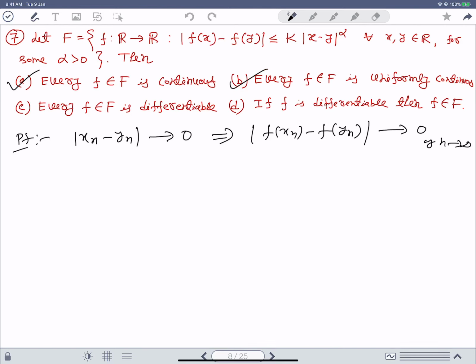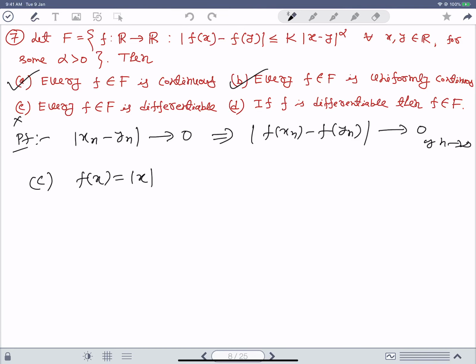Now, you have to give a counterexample for C and D. Can you give a counterexample for C and D? First of all, it says every f. Mod x, okay, fine. Now, for C, you have a counterexample mod x, right? Mod x is not differentiable at 0, but it satisfies this condition for alpha equal to 1. So, this is not true. We can take f(x) equal to mod x.